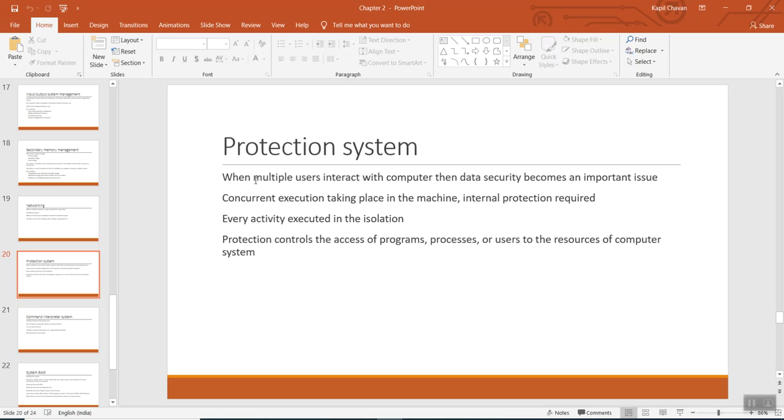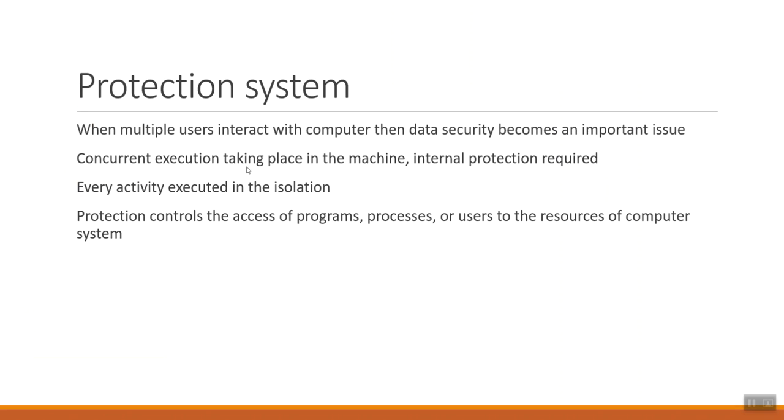So in the first point, they have given that when multiple users interact with the computer, data security becomes an important issue. When we are working on the network, when we are talking with another person over the internet, data security is very important here. Then when concurrent execution is taking place in the machine, internal protection should be required. So this comes from the internal part of the operating system.